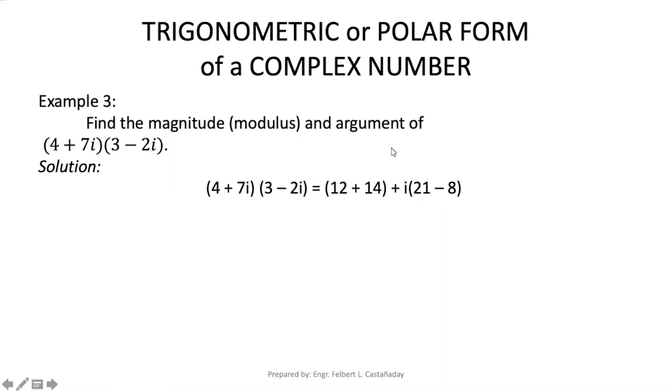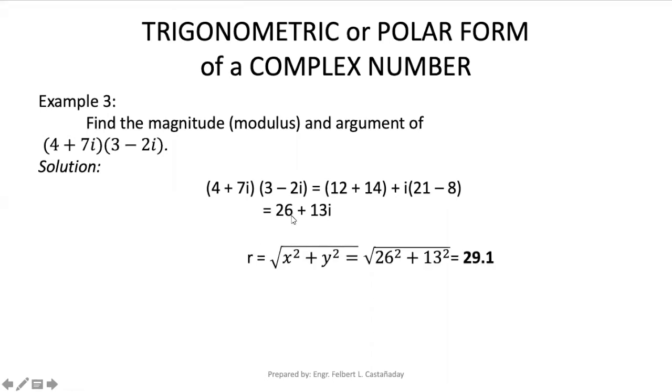So i squared is equal to negative 1. That's why we have positive 14. So here, 3 times 7i is 21i. Negative 2i times 4 is negative 8i. That's why we have 26 plus 13i as a result of multiplying these complex numbers.